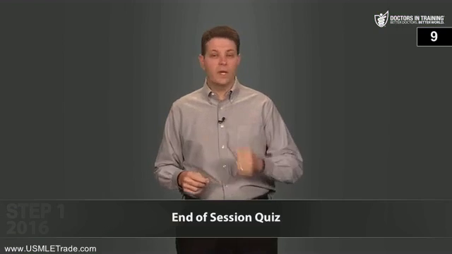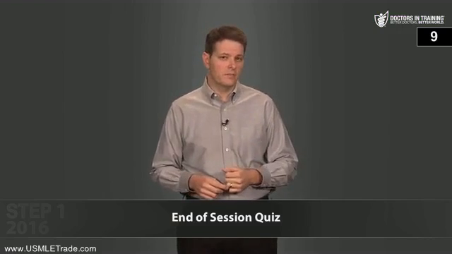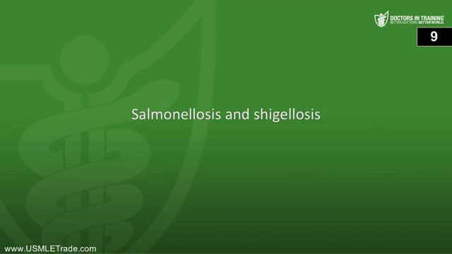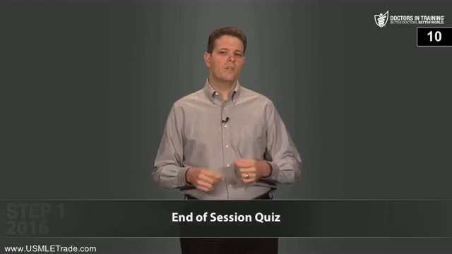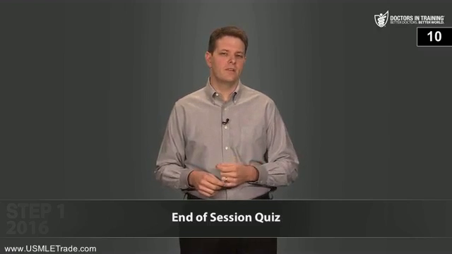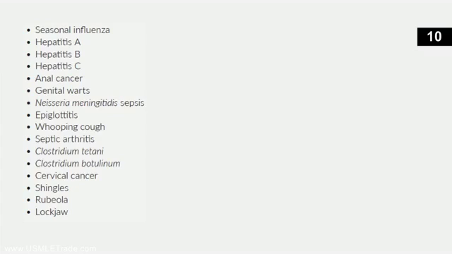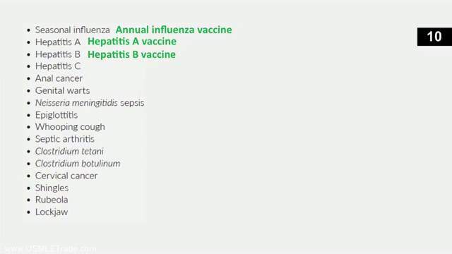Next, which diarrheal illnesses are reportable diseases? That's going to be salmonellosis and shigellosis. And finally, which vaccines should prevent each of the following diseases? Now, some of these are pretty obvious. Seasonal influenza is the annual influenza vaccine. Hepatitis A is a hepatitis A vaccine. Hepatitis B is a hepatitis B vaccine. Hepatitis C is a trick question. There's no vaccine for hepatitis C.